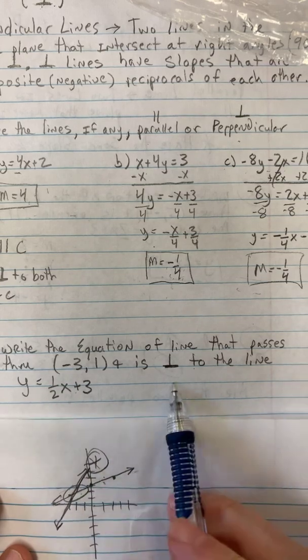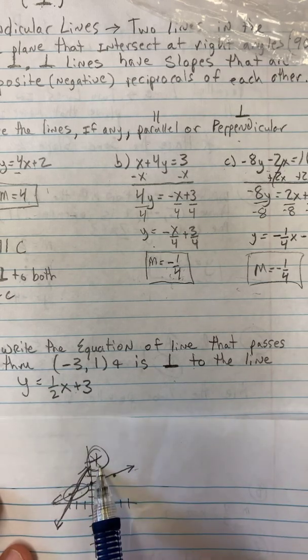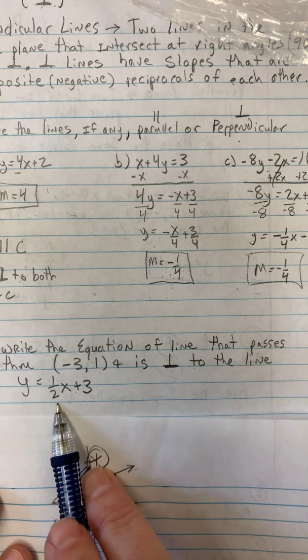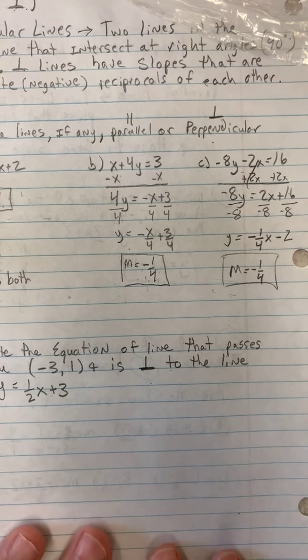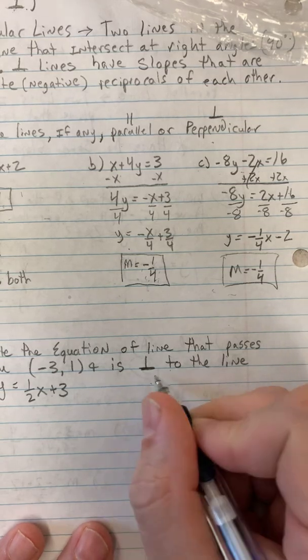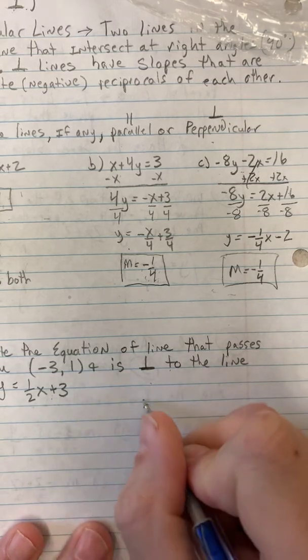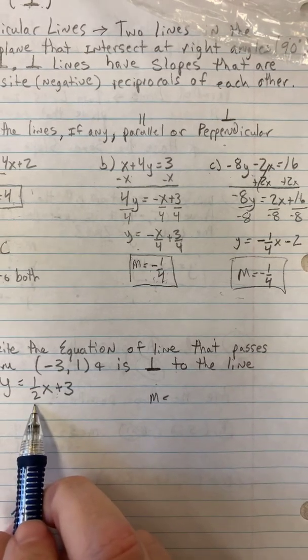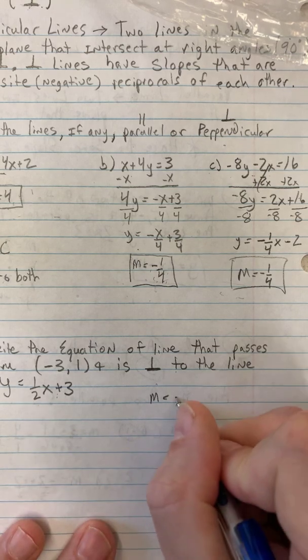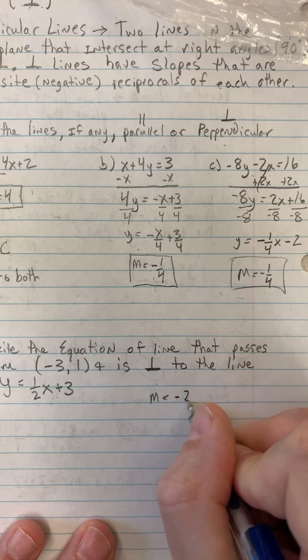Because they are perpendicular and the problem tells us so, I know that the line I'm trying to find has a slope that is the opposite reciprocal of this line. That's the information I need to use. So again, we're going to figure it out. In order to write the equation of the line that's perpendicular to this line, I need a slope. Well, if it's perpendicular to it, it's the opposite reciprocal of 1/2. Perpendicular slope will be -2.